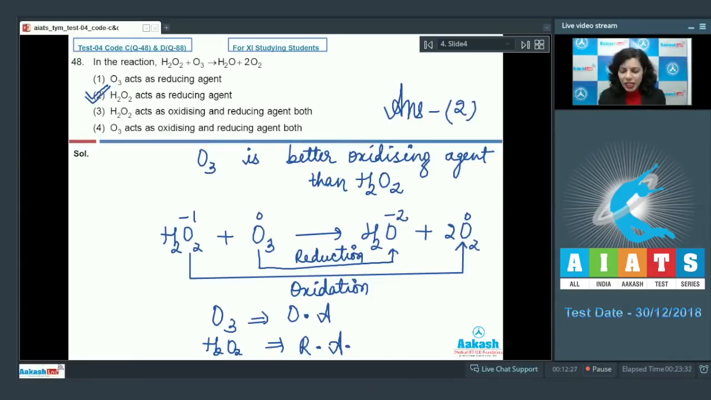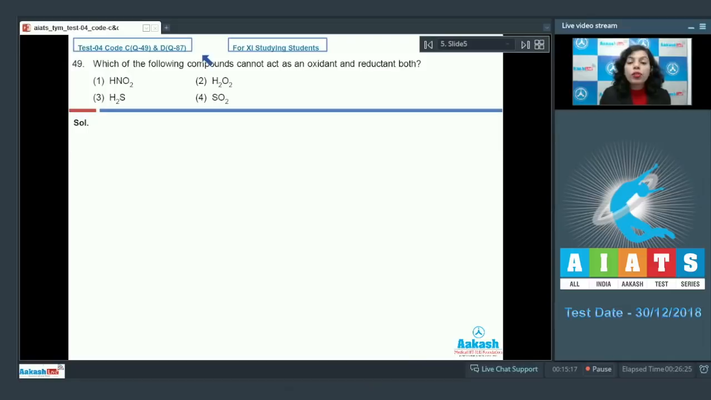Let's take next question. Question number 49. Which of the following compounds cannot act as an oxidant and reductant both? We have different options given here and we should choose that compound in which certain element is present that can increase its oxidation number as well as it can decrease the oxidation number of that particular element.